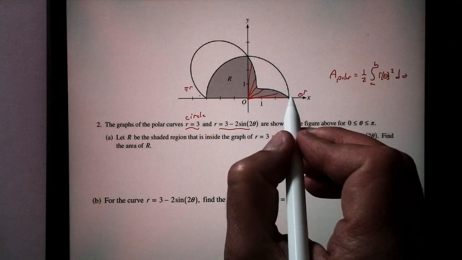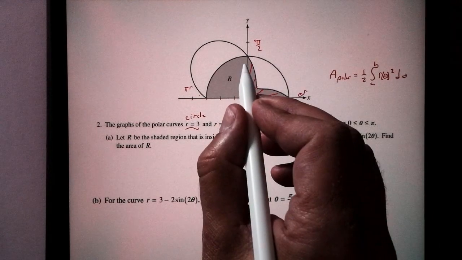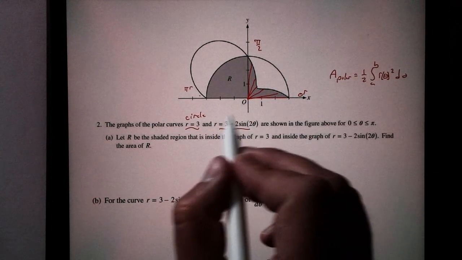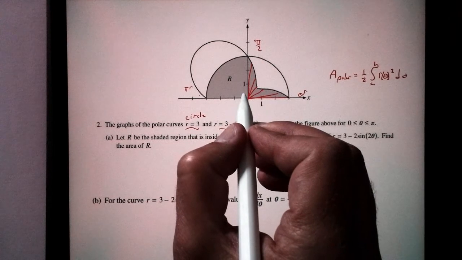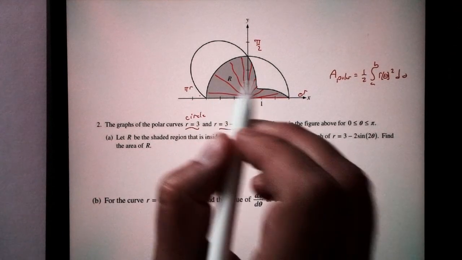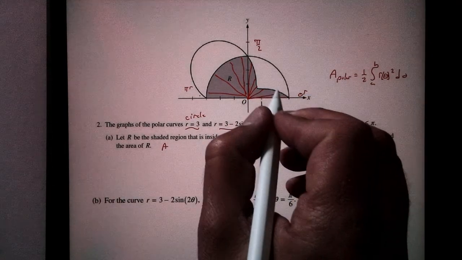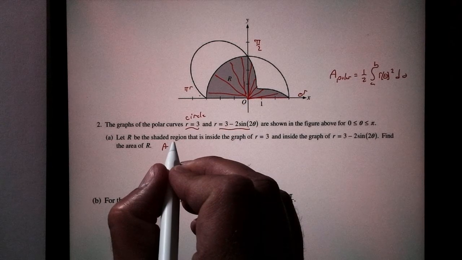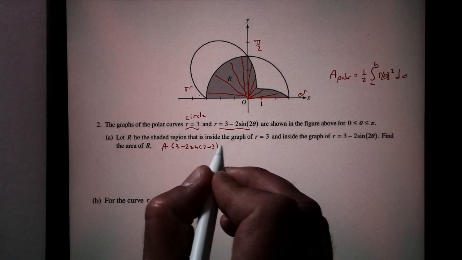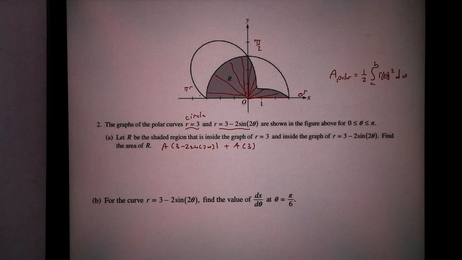Now if you notice, though, between 0 and pi over 2, we are only on this one right here, this weird flower type of shape. And then from pi over 2 to pi, we are on the circle. So if I want to write this out, I would take the area of this weird one, of this 3 minus 2 sine 2 theta, and I'm going to add to that the area of our circle, which has a radius of 3 right here.